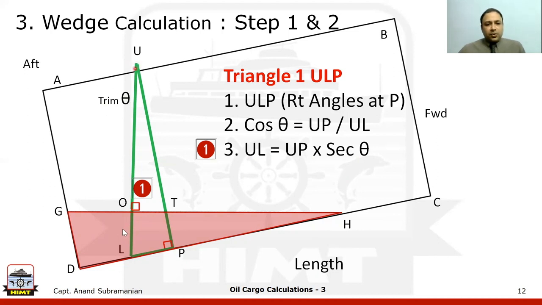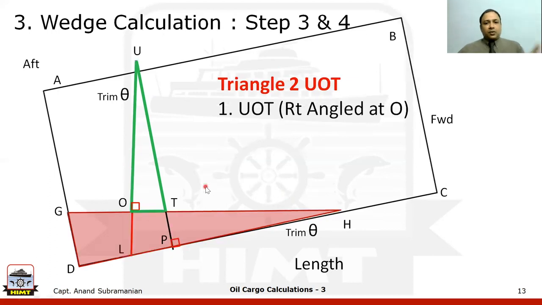In this UL, what we already know is OL. So from there we can find out UO. That is our second step. So we find out what UO is, and UO is nothing but UL minus OL. So from this large triangle, in 2 steps, we have found out UO, that is, in other words, the observed ullage.